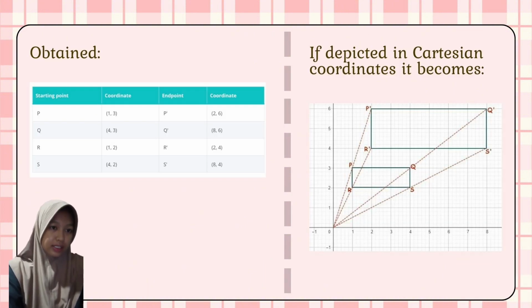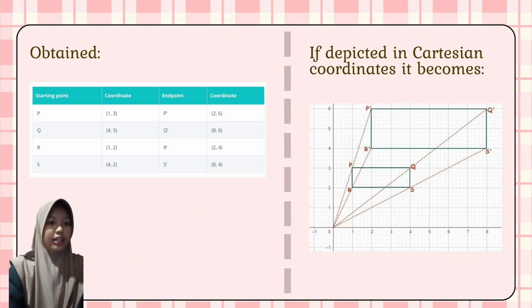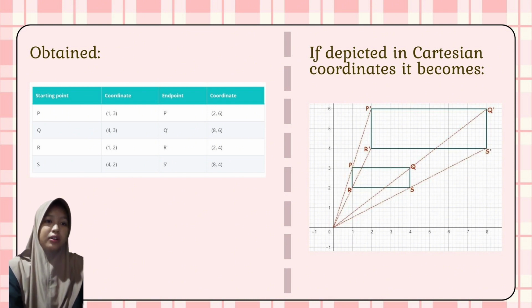Obtained like the table. If depicted in Cartesian coordinates, it becomes like the picture.